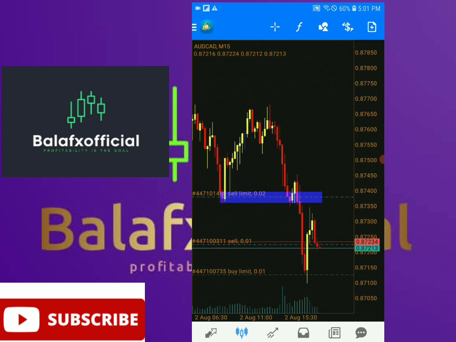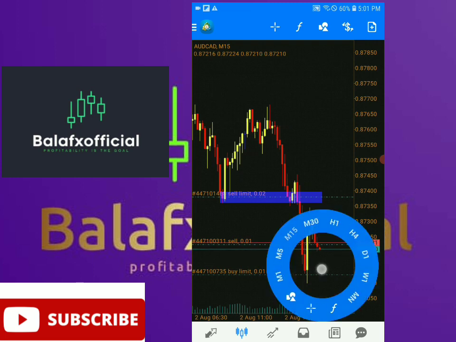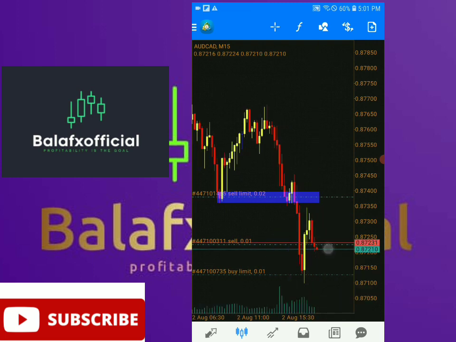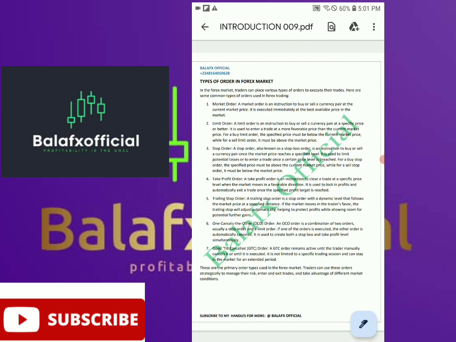I've mentioned two now. There's market order, there's sell limit and buy limit. This is buy limit, this is sell limit, then this is market order. So let's go back. Then stop loss order.